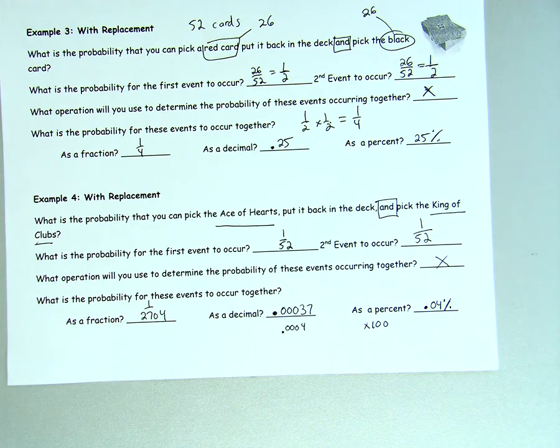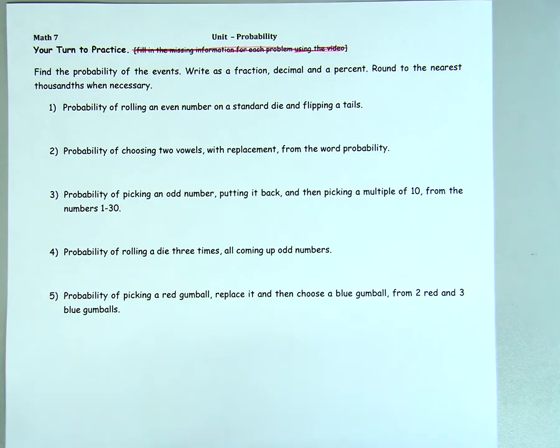So what I'd like you to go ahead and do right now is pause your video. Go ahead and figure out these 5 problems here. Remember that you need to write a fraction, decimal, and percentage for all 3, and then you can go ahead and round to the nearest thousandth when it's necessary.